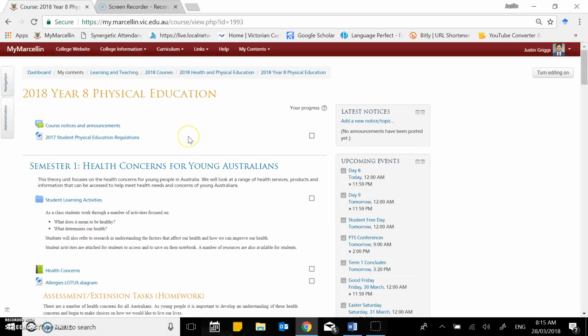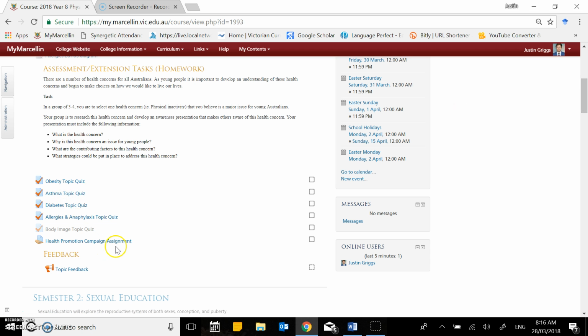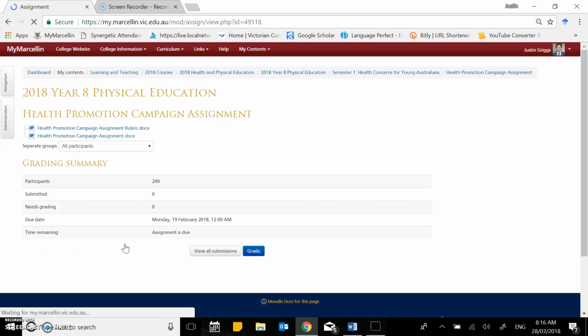So you'll see that I'm on the Year 8 course page, which you should all be familiar with. Down here you've got your ebook that you've been accessing throughout the term. If you just scroll down a little bit further, you'll see our quizzes, and right below our quizzes we've got our health promotion campaign assignment. And everything you need for your assignment is in there.